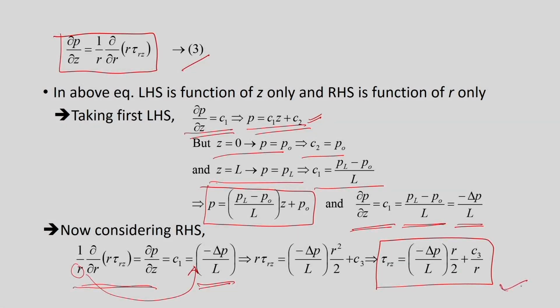Even up to this part, it is exactly the same as in the case of flow through a single pipe. In the single pipe, at the center the shear stress is 0. If you substitute r equal to 0, it becomes infinity. So in order to have a finite shear stress distribution, we have taken C3 as 0 in the case of a single pipe. Now, because of the double pipe, what happens?